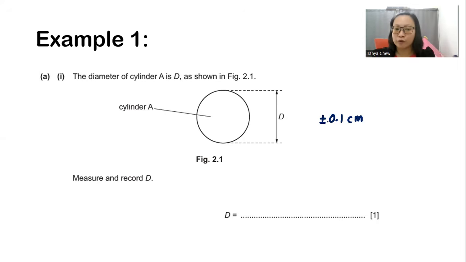Make sure that you record your D value to 1 decimal point. All the readings must follow the decimal points of the absolute uncertainty of that apparatus. So make sure that you put your D value to 1 decimal point. I'm sorry, not significant figure, but decimal point. Remember, this is 1 dp together with the unit, which is cm. Very easy to gain that 1 mark.